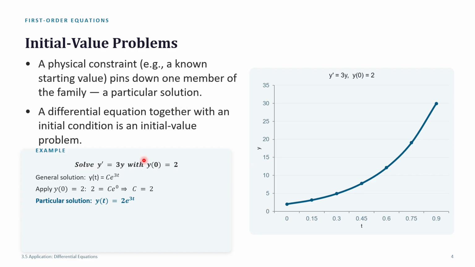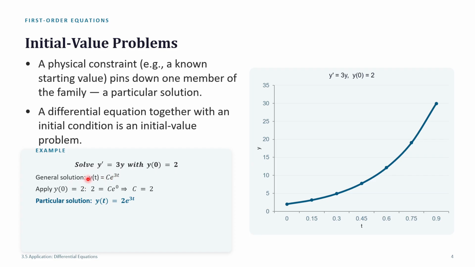So for example, we have here, solve y prime is equal to 3y with y of 0 equal to 2. By using the general solution, it is required that y is equal to 2 when t is equal to 0.